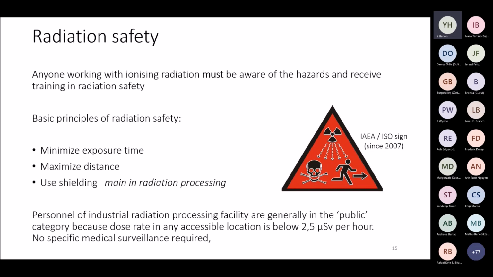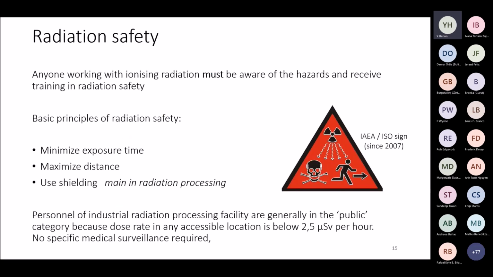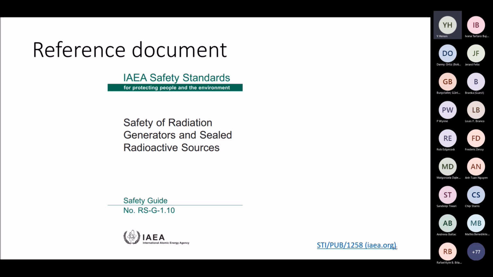It's important to note also, and the public does not necessarily understand this, that people working in an irradiation facility do not have any particular medical surveillance, because in a properly designed facility, nowhere will the dose rate be above 2.5 microsievert per hour, meaning that there is no, in most countries, regulatory obligation to have a special medical surveillance. So the personnel is, let's say, normal people, in the category public. Now, about radiation safety, I would recommend this document published by the IAEA, where you can learn everything about the safety of irradiation facilities, in particular, the design principles that make them safe.